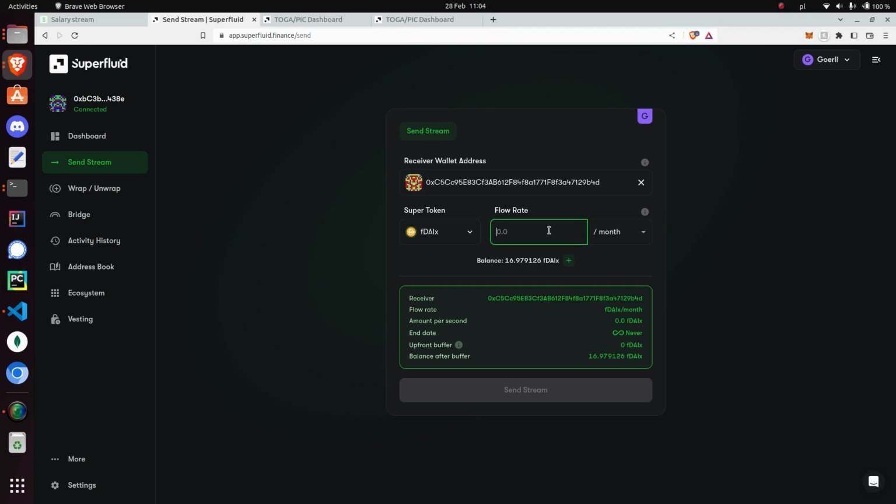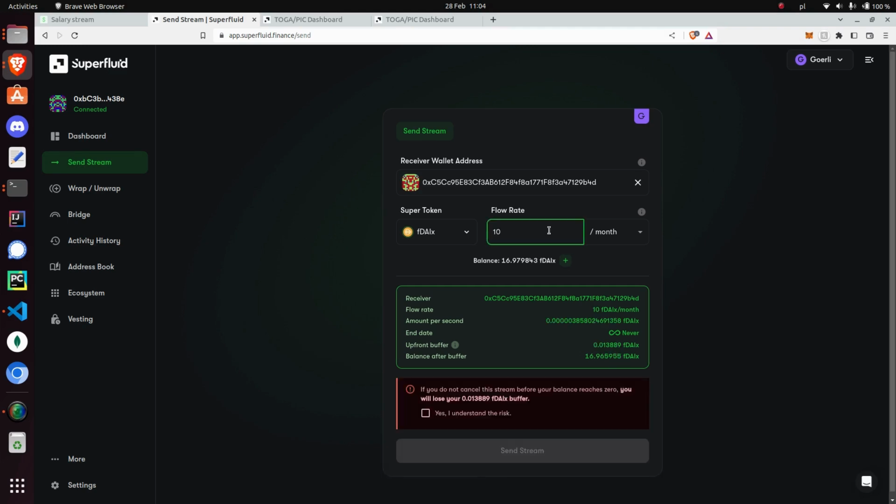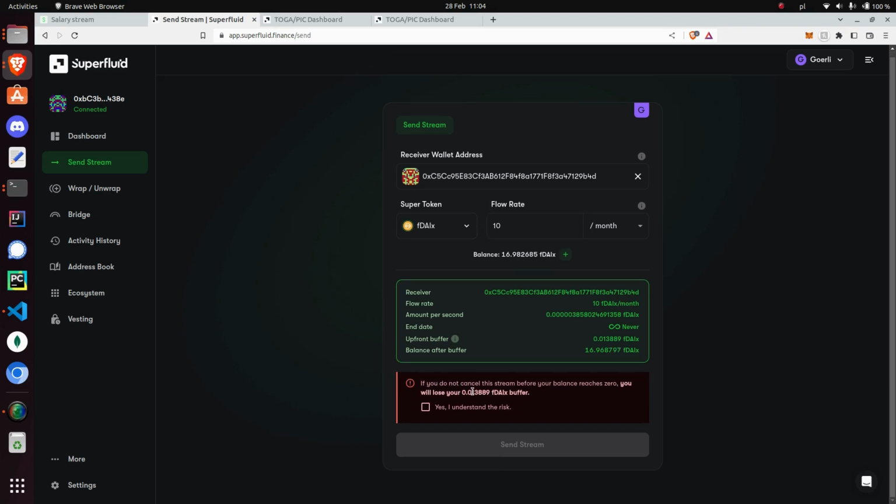Once you do that, for example, let's say I want to stream 10 fake DAI tokens a month, there is this pop-up that says, to open the stream, I need to provide an additional buffer. So let me explain briefly why this buffer is necessary to open a stream. Basically, opening and closing a stream are two separate transactions that need to be sent out to the network. So once you open a stream, that's your opening transaction.